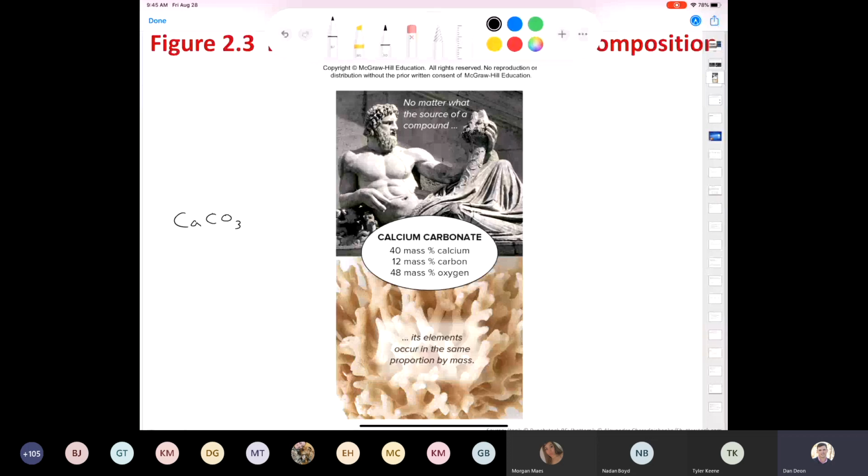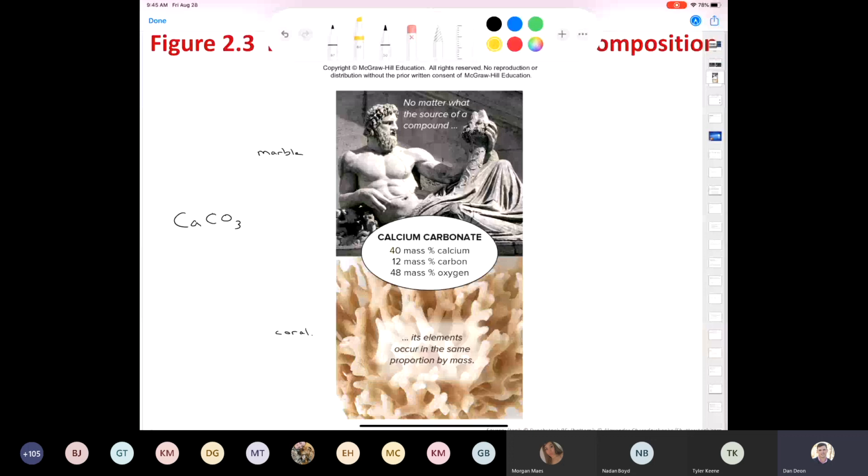And calcium carbonate is found in many different places on the planet Earth. It's found in things like marble, and this is a marble statue up here on the top, okay? And it's also found in things like coral, different types of coral. And are there other places you can find calcium carbonate? Of course. But if you were to take some calcium carbonate from this beautiful marble statue, or take it from a piece of coral, it doesn't matter where the calcium carbonate comes from. It's always going to be the same proportion by mass.